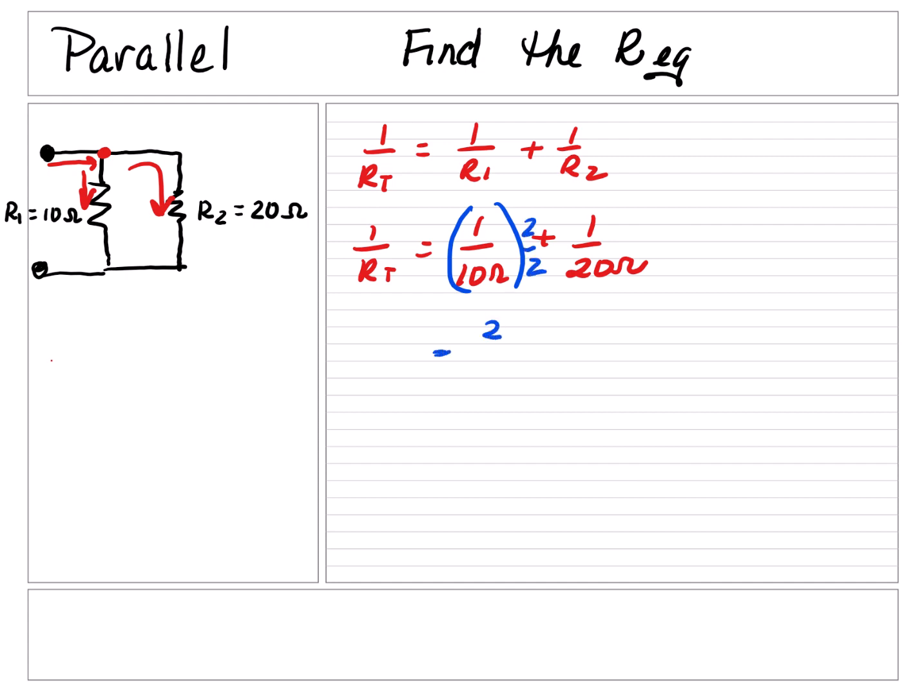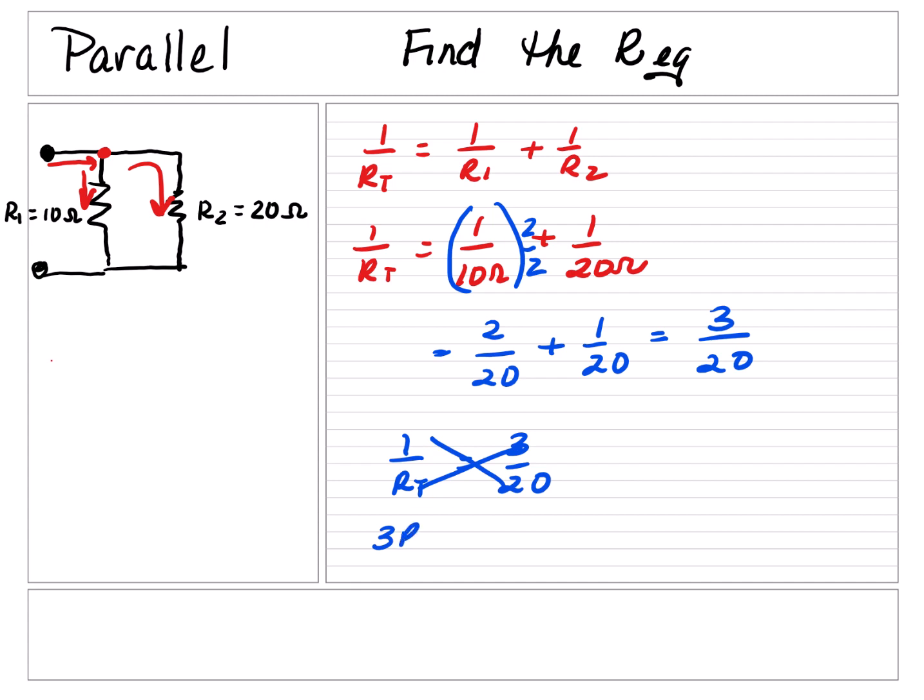So I need to multiply 1 over 10 by 2 over 2. So 2 times 1 is 2, 2 times 10 is 20, plus 1 over 20. So now I can add the numerators, which is 3, divided by 20. So 1 over RT is equal to 3 over 20. Our next step, we must cross multiply. So 3RT is equal to 20. I need to divide both sides by 3, and 20 over 3 is 6.67 ohms.